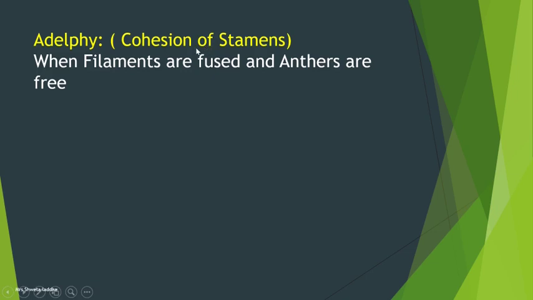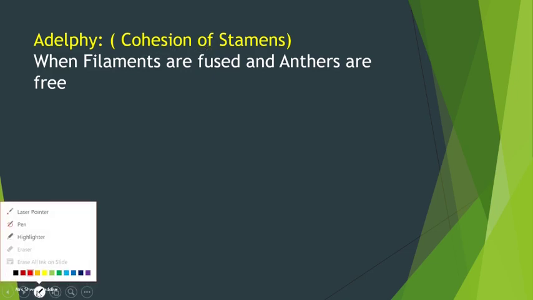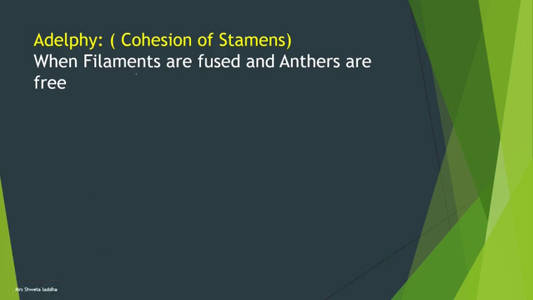Adelphy is cohesion of stamens. Cohesion means what? Let us define cohesion. When there is union or fusion between the members of the same whole, we call it cohesion. Here, if we are talking about cohesion of stamens, we are talking about how different stamens in a flower are fused. In adelphy, the flower has a number of stamens, and the filaments are fused whereas the anthers are free. This condition is called adelphy.